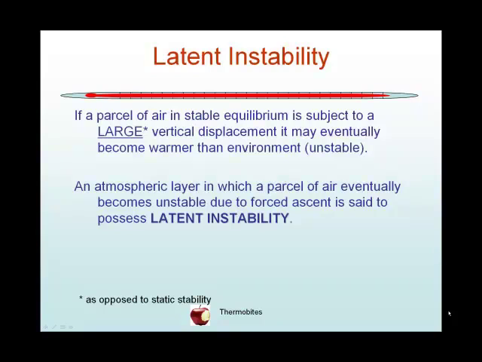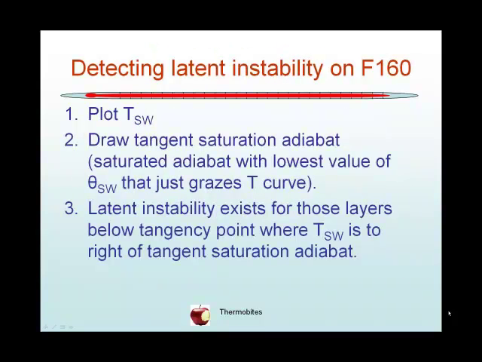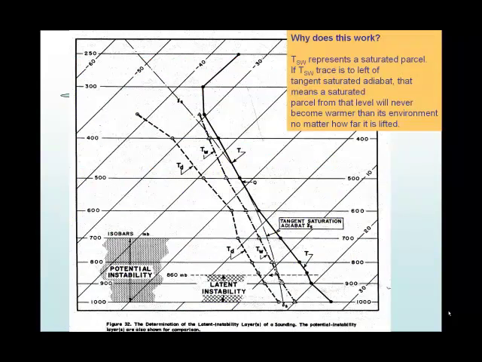An atmospheric layer in which a parcel of air eventually becomes unstable due to forced descent is said to possess latent instability. We can assess latent instability on an F160 by plotting the pseudo-wet bulb temperature profile, and then drawing a tangent saturation adiabat, that's a saturation adiabat that just grazes the temperature profile. Latent instability exists for those layers below the tangency point, where TSW is to the right of the tangent saturation adiabat. So what does this look like?